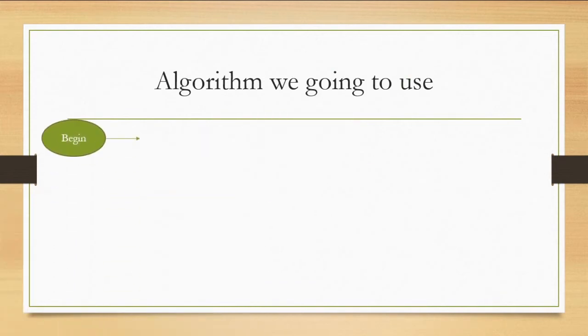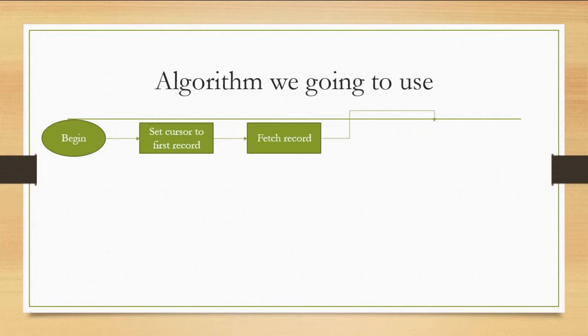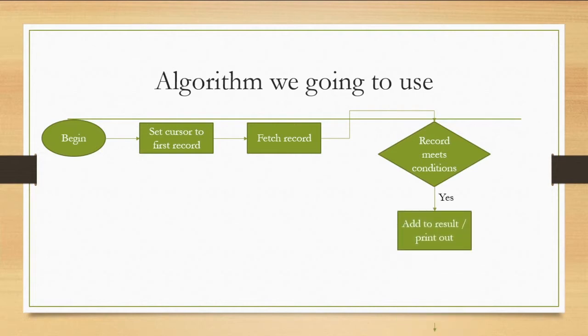We will start at the beginning. So begin, then we set our cursor to the first record in the database or table. We will then fetch that record. We will check if the record meets our conditions. If it does, we will add the result or we will print it out. We then move the cursor to the next line or record. If the record does not meet our conditions, we will simply move the cursor to the next line.